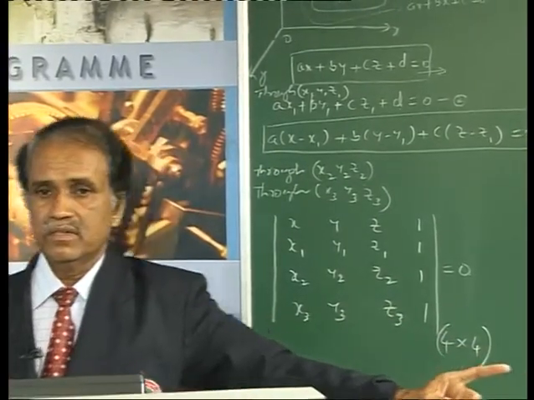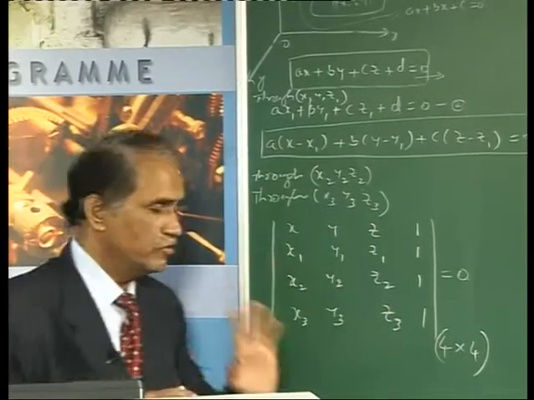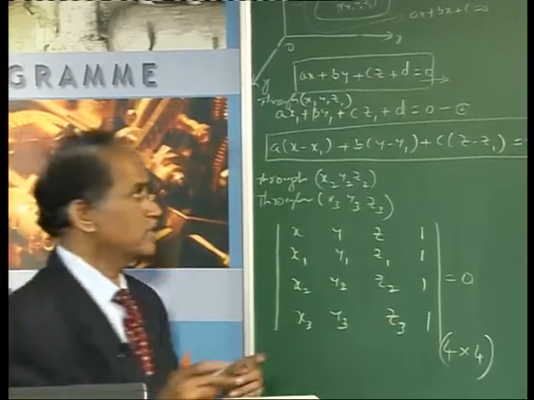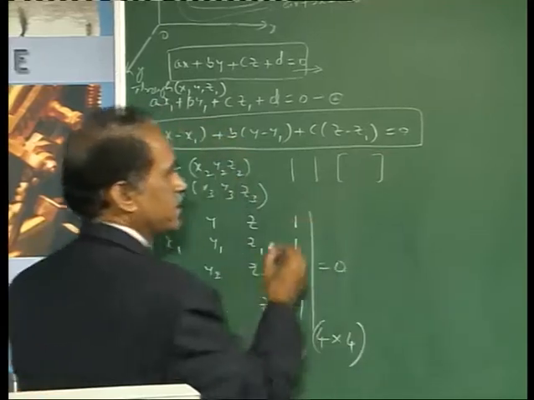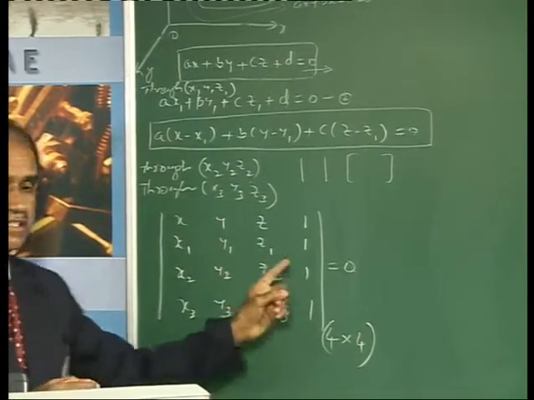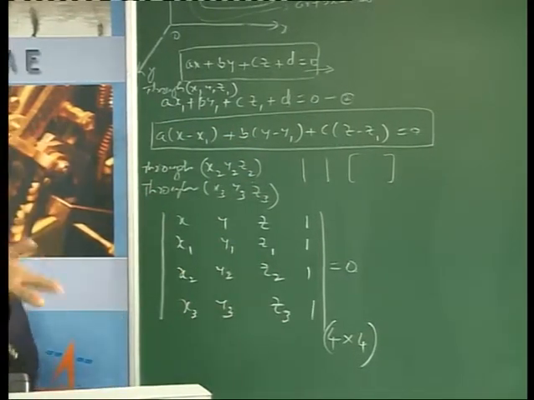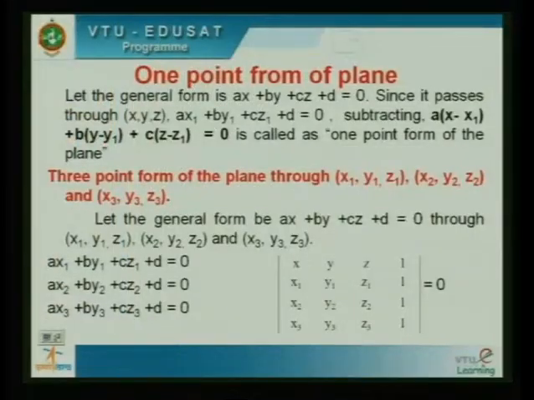This is the determinant 4 cross 4. You must know the clear difference between these two notations. One is determinant and the other one is matrix. Where determinant we write, it can be simplified. Where matrix we write, it cannot be simplified.